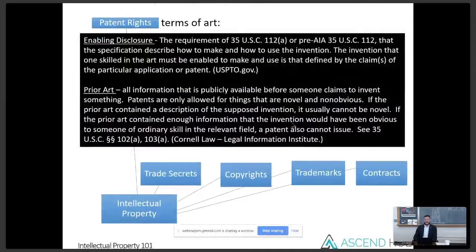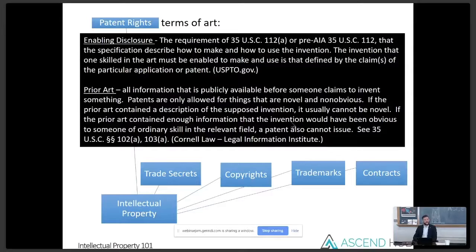We talked about an enabling disclosure and what that means when you make it to the Patent Office. Well, an enabling disclosure can also be made to any other third party. So an enabling disclosure, the requirement of the patent code, is that you fully describe your invention and how it works and how it's intended to be applied. And if you do that same describing to another third party, you could have made an enabling disclosure that prevents you from getting patent protection in the future.